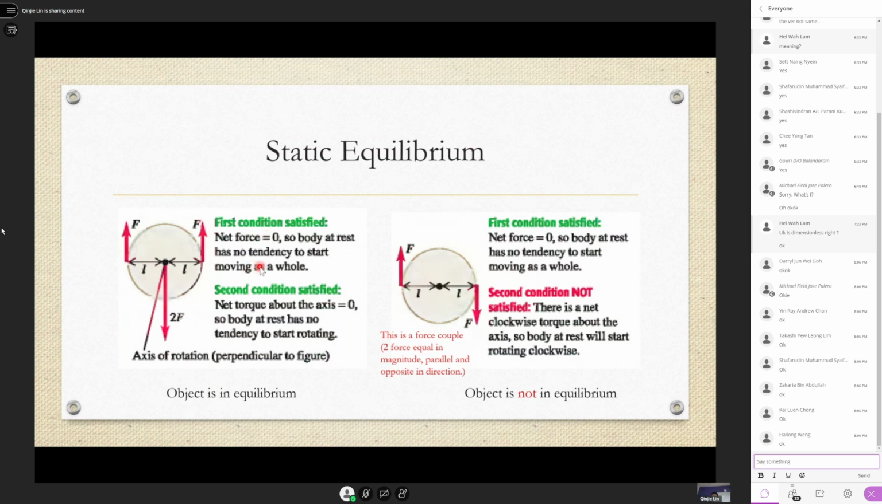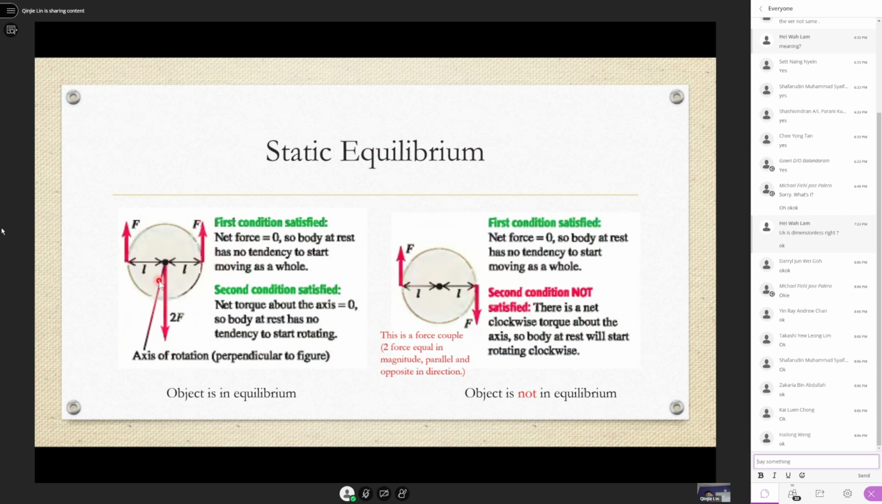So net force, is it zero? Two separate F pointing upwards. Downwards, you have a 2F. Net force, is it zero? Yes, it is. Okay, so this object won't translate.